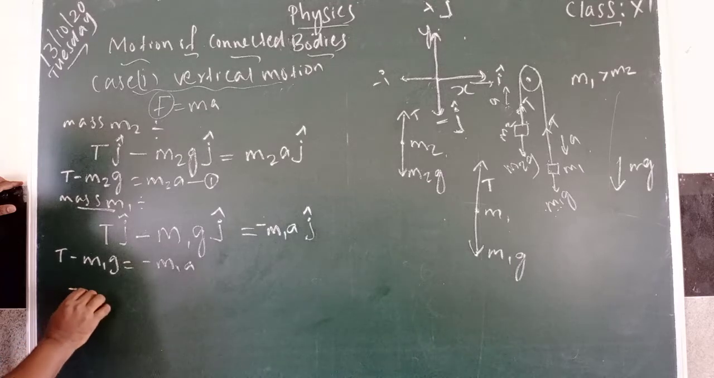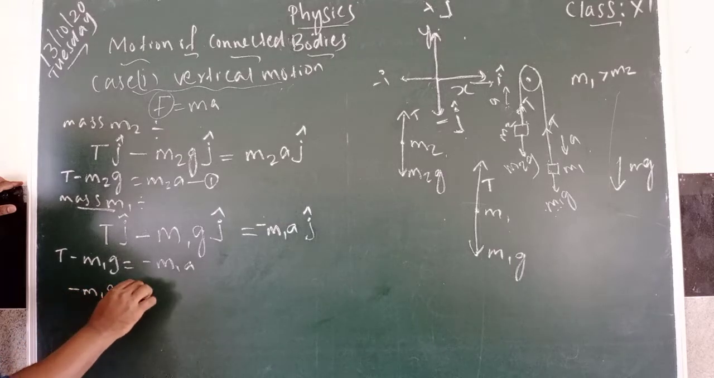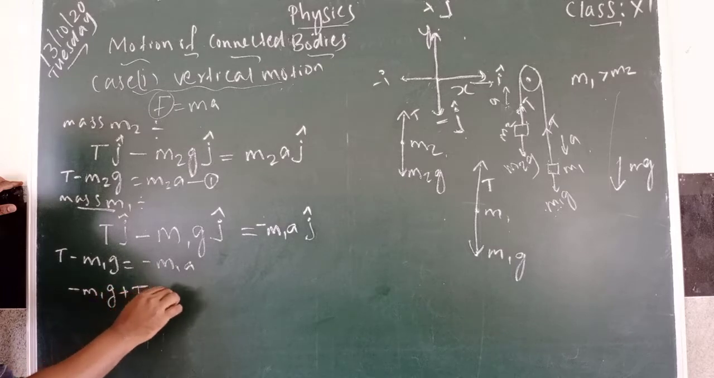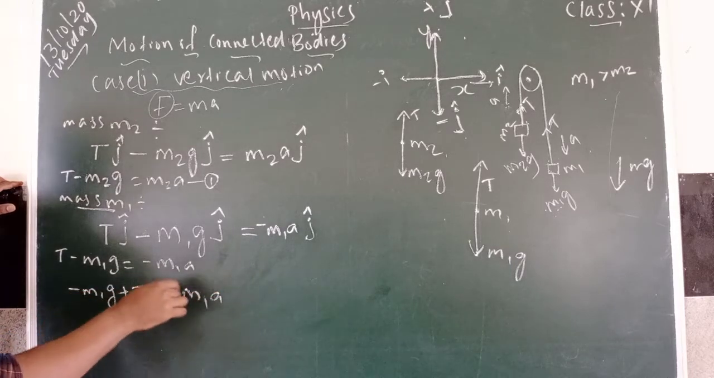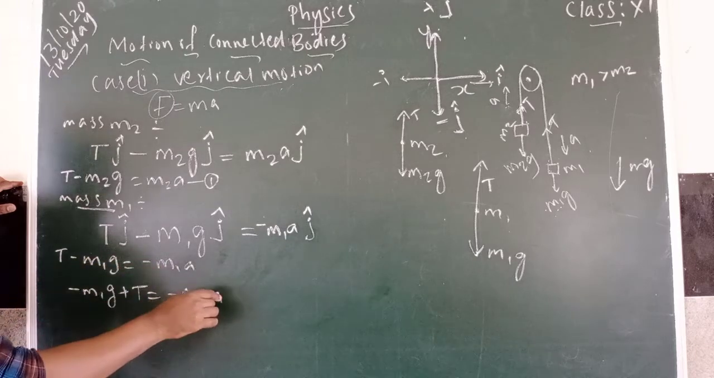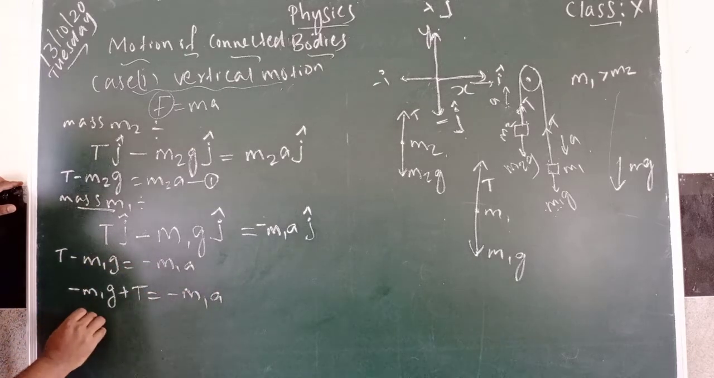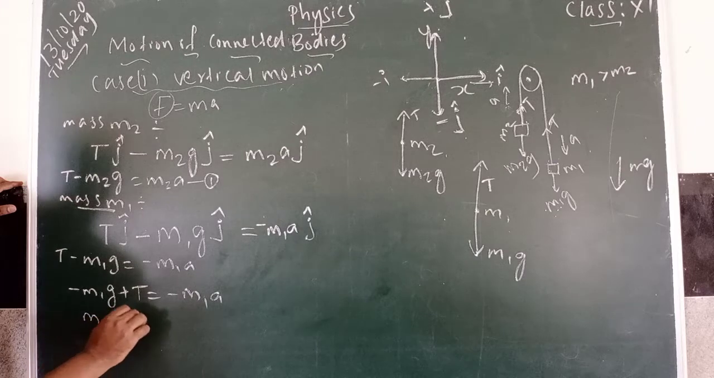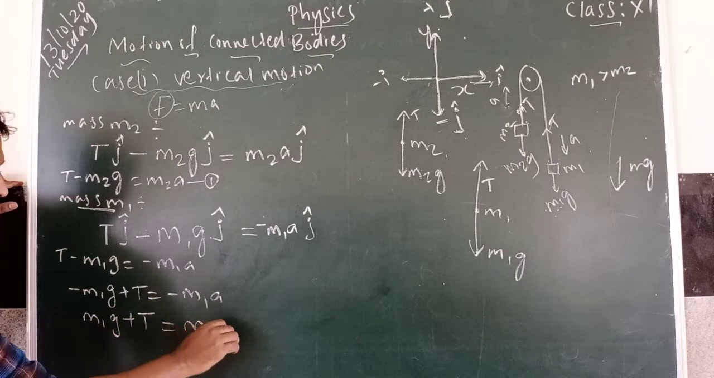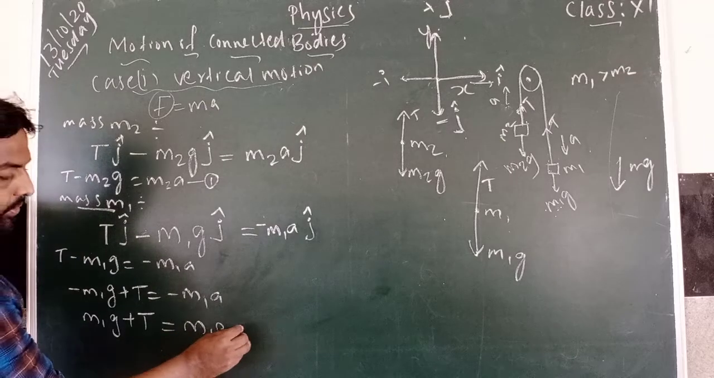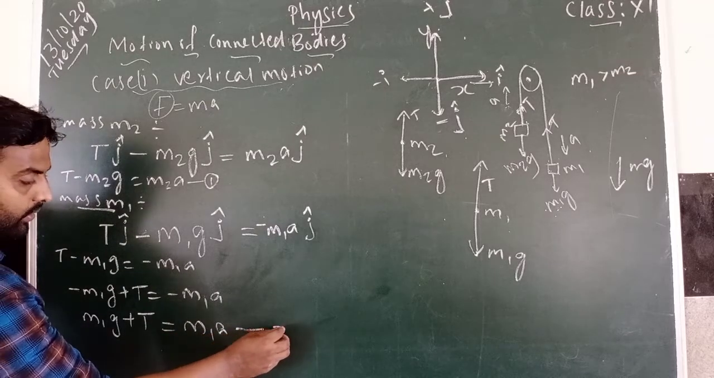So the same equation you can write as minus M1G plus T equal to minus M1A. Now multiply this equation with minus. So what will come? M1G plus T equal to M1A. This you keep as equation 2.